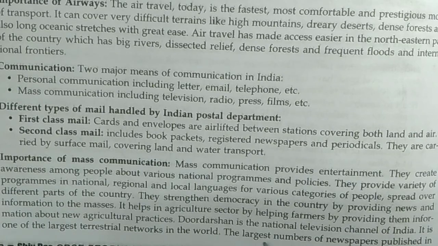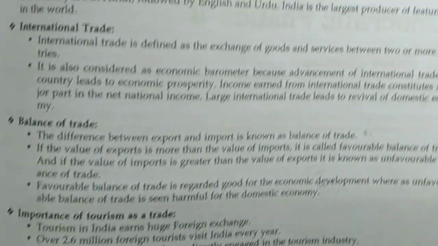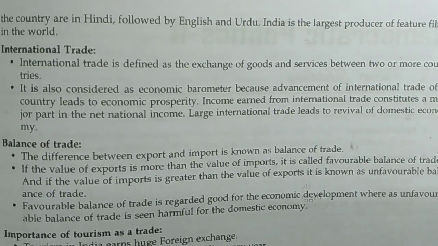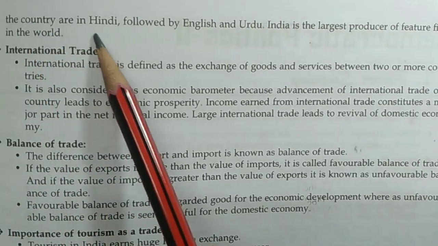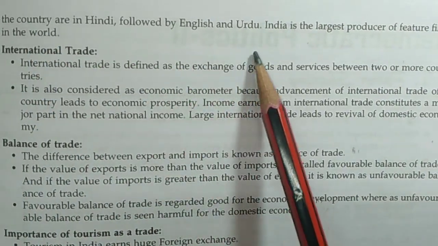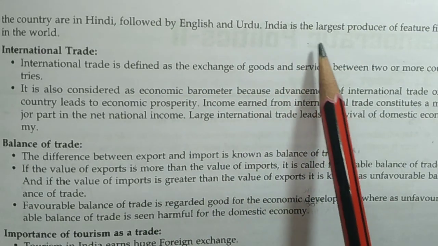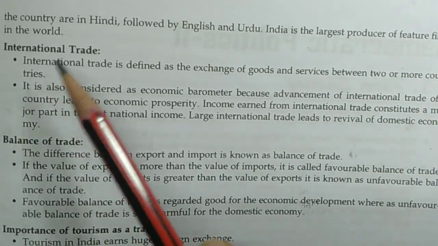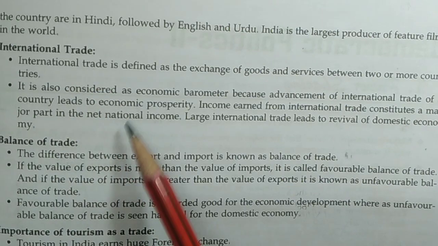Now next, Doordarshan is the national television channel of India. It is one of the largest terrestrial networks in the world. The largest number of newspapers published in the country are in Hindi, followed by English and Urdu. India is the largest producer of feature films in the world.